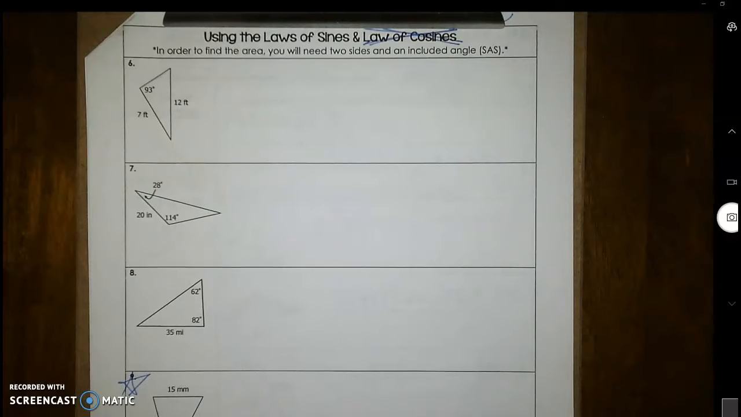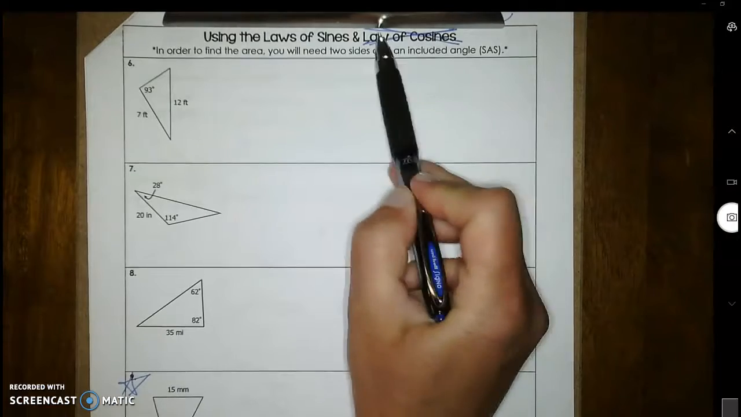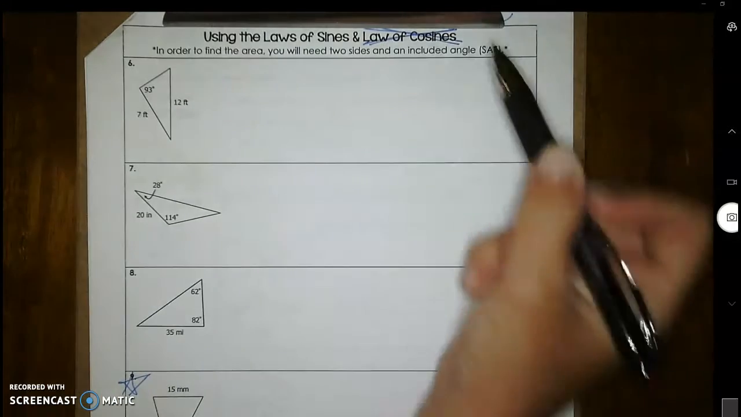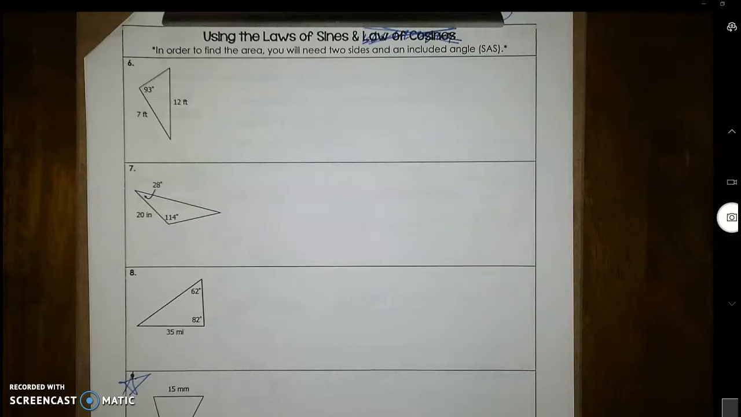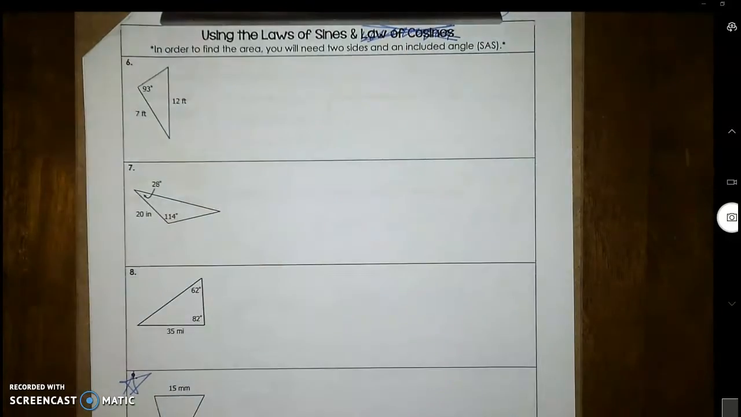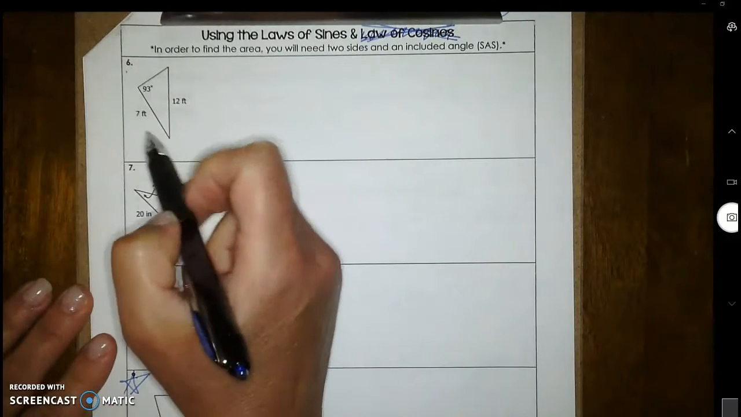All right, so here's where it's going to get a little bit hairier. The first thing that I want you to notice is that up at the top, I scratched out the law of cosines, and this is where it's going to be really evident to me if you have watched the video, because I'm going to give you something different besides the law of cosines. Law of cosines is next week, and I'm going to show you a different formula to use for this week. So let's go ahead and do number 6.